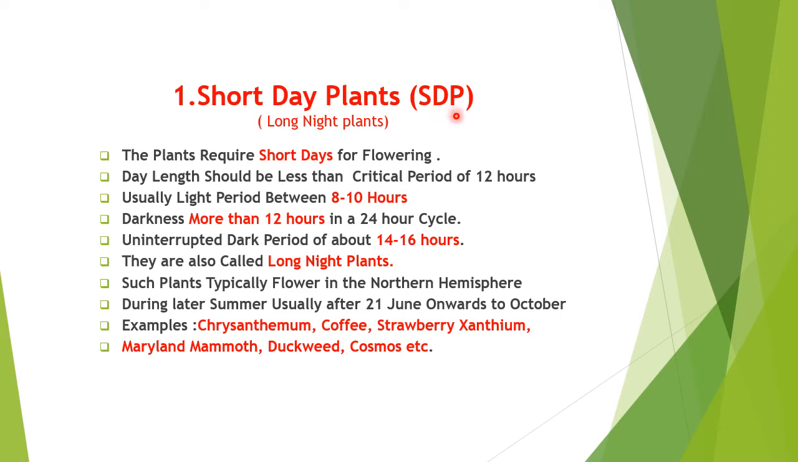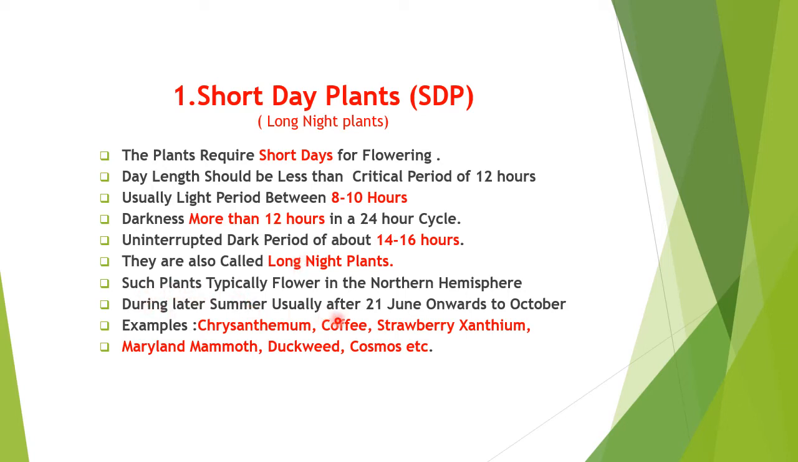Short day plants are also named long night plants. The plants require short days for flowering. Day length should be less than the critical period of 12 hours, usually a light period between 8 to 10 hours. So darkness is more than 12 hours in the 24-hour cycle, which is why they are called long night plants. An uninterrupted dark period of about 14 to 16 hours is required. That's why they are also called long night plants.